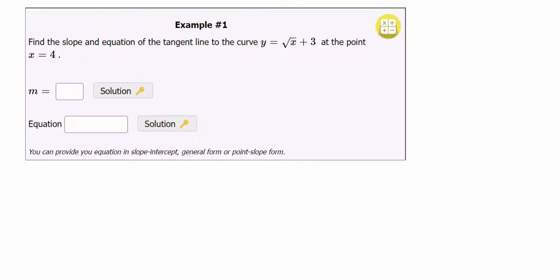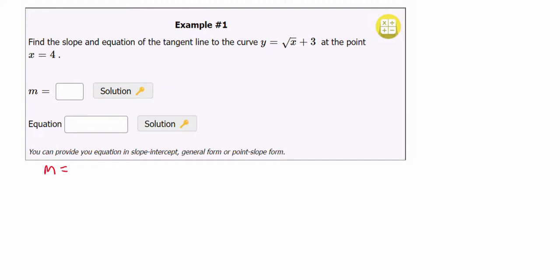In this question, we're asked to find the slope of an equation of the tangent line to the curve y is equal to the square root of x plus 3 at the point x is equal to 4. Okay, so let's use our new equation that we learned in the last part for the slope of a line.